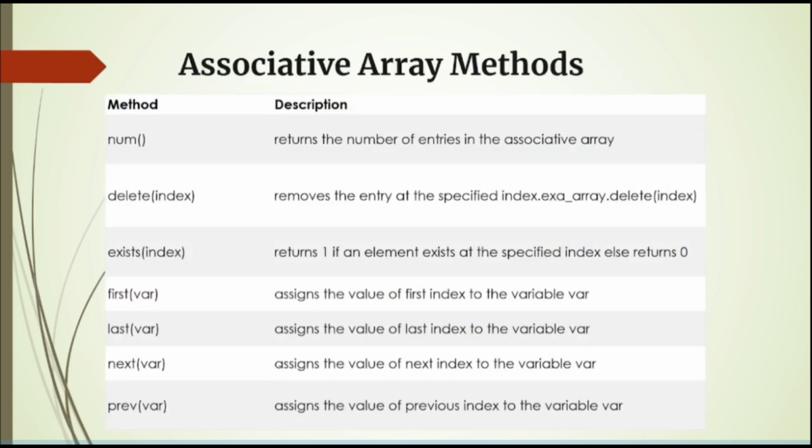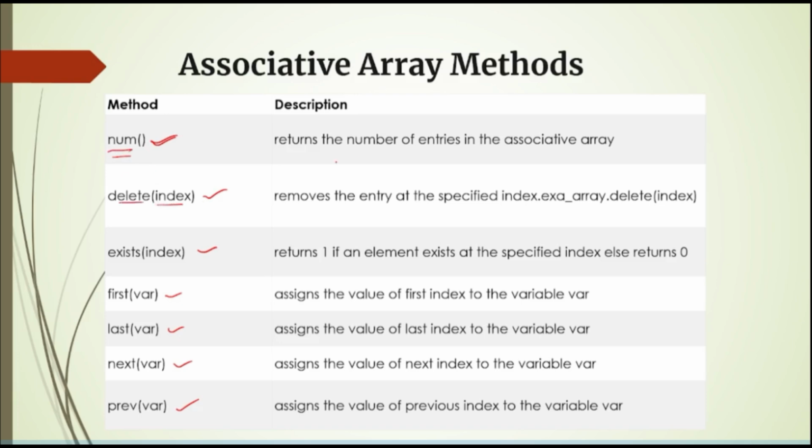This associative array has certain methods like num, delete(index), exists(index), first, last, next, and prev. Just like in dynamic arrays we have seen methods like size, to know the size of the array, and delete, to delete the array, but there are limited options there. In associative arrays we have a lot more extensions, so there are also a lot more method options. To know the size, in a dynamic array you use size; here in an associative array you use num, to know the number of elements.